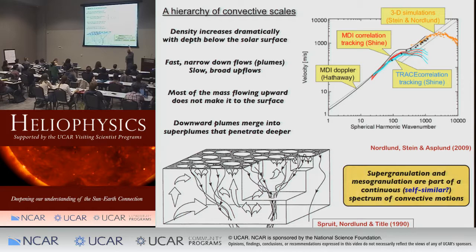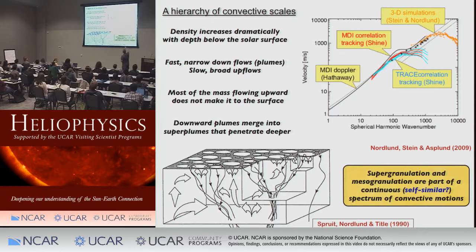Correlation tracking is when you look at little bright points, like those little bright points we saw in the downflow lanes. If you follow those, you can infer a velocity of them. So you can get a power spectrum of velocities. And it peaks at this granulation scale. You see a little bump at supergranulation. But there's a big hierarchy of convective motions.